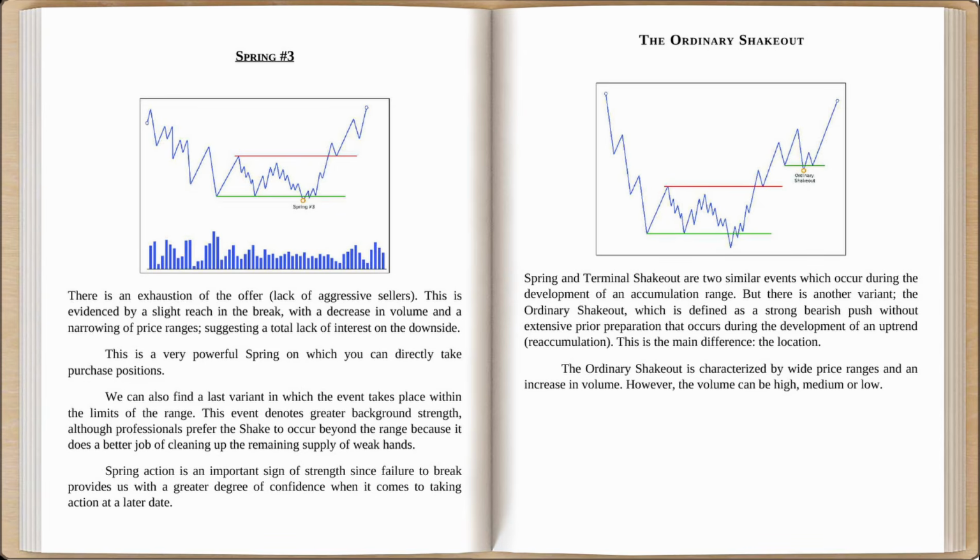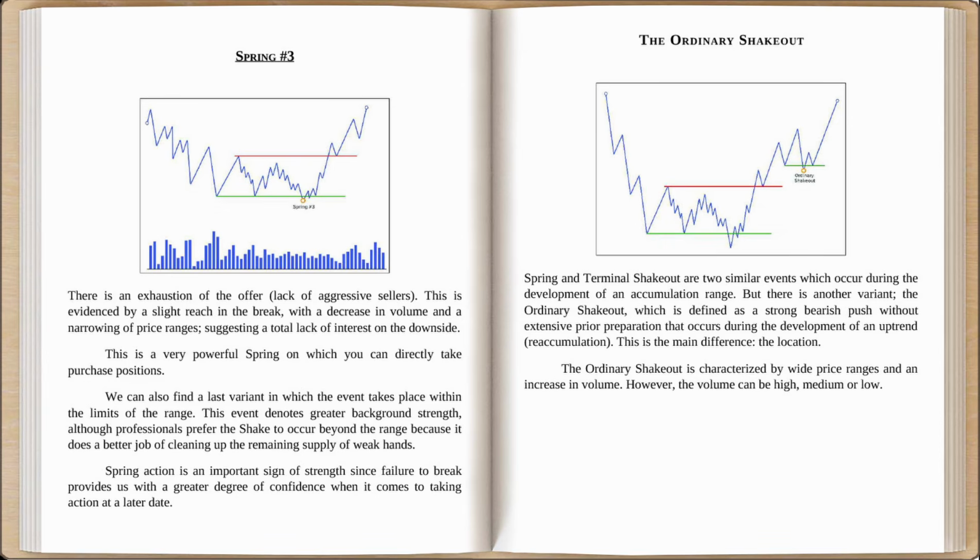We can also find a last variant in which the event takes place within the limits of the range. This event denotes greater background strength, although professionals prefer the shake to occur beyond the range because it does a better job of cleaning up the remaining supply of weak hands.